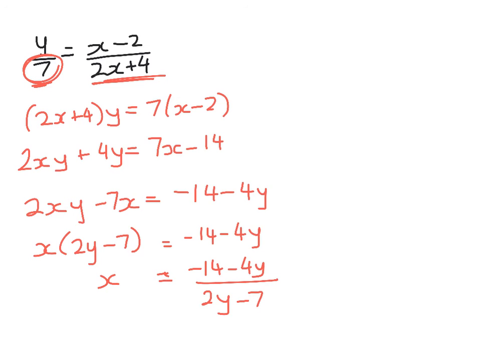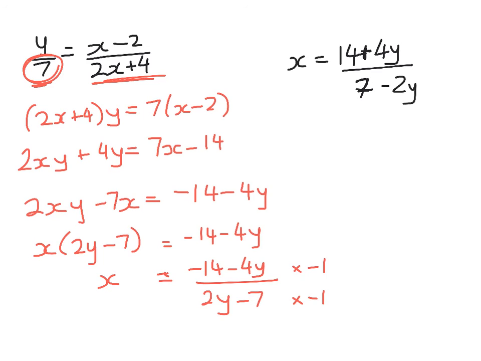And now I'll multiply numerator and denominator by negative 1 just to make it look nicer. I've got a lot of minus signs in there. So my final answer up here is going to be x equals (14 plus 4y) over (7 minus 2y). Just remember you must do that multiplication to, obviously, numerator and denominator. So that's the end of that one.